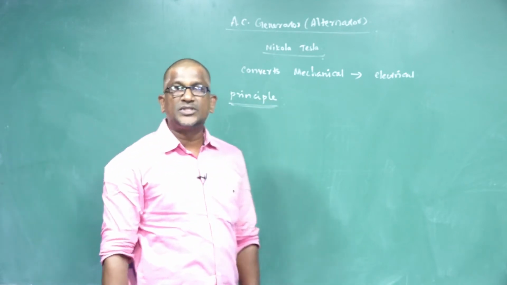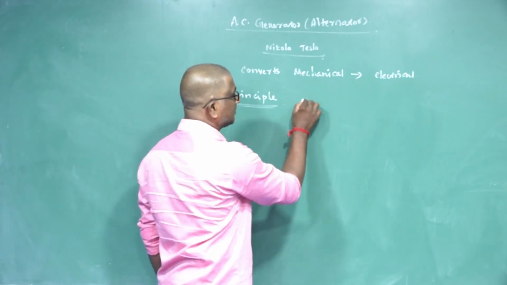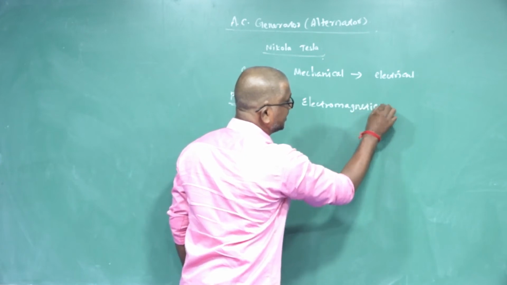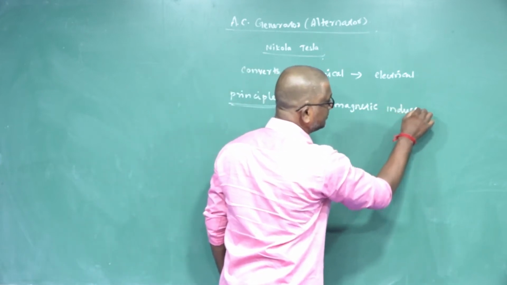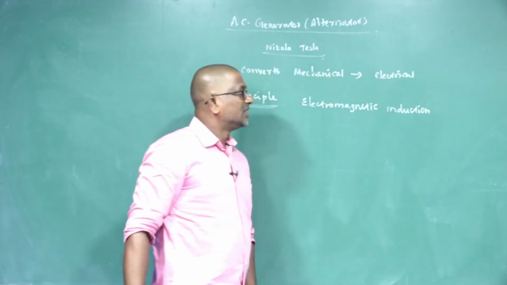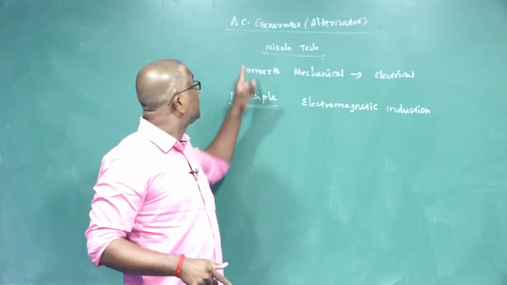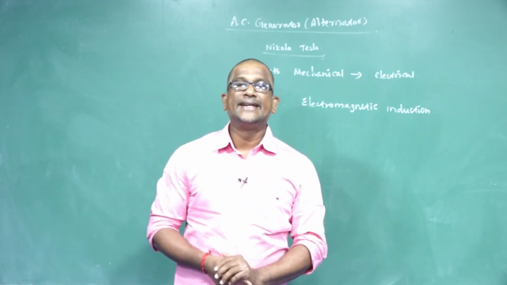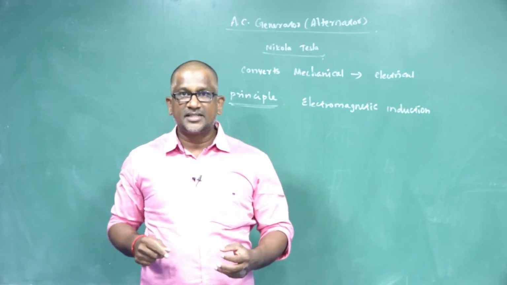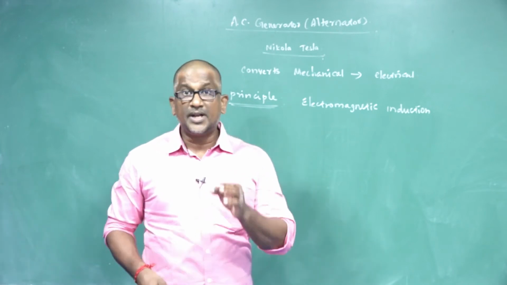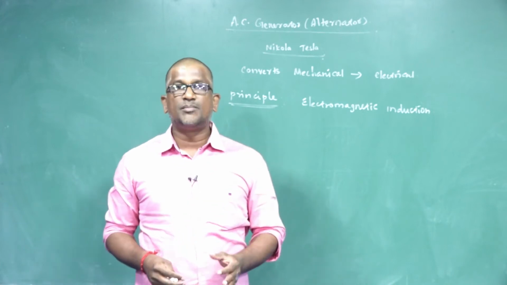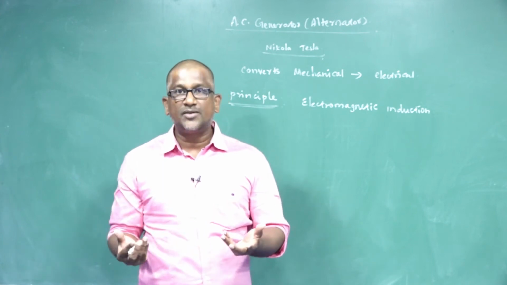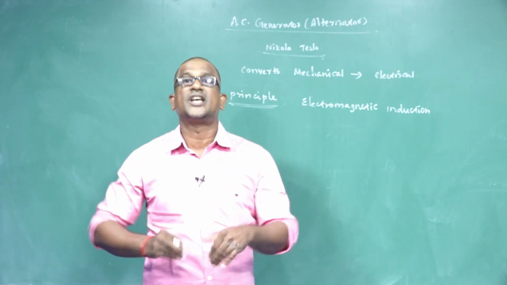The working principle of a generator is electromagnetic induction. Electromagnetic induction is the basic principle of a generator or AC generator. What is meant by electromagnetic induction? It is a phenomenon of producing induced EMF when the magnetic flux associated with the conductor, coil or closed circuit changes.